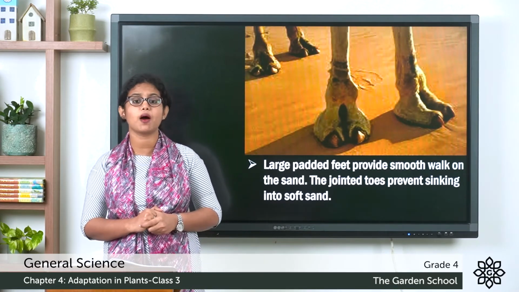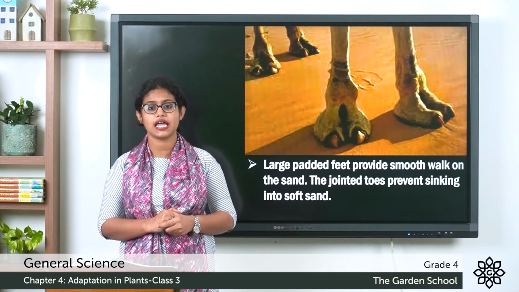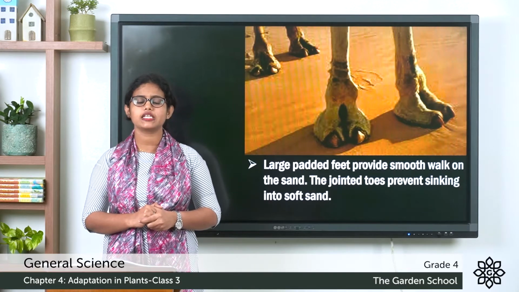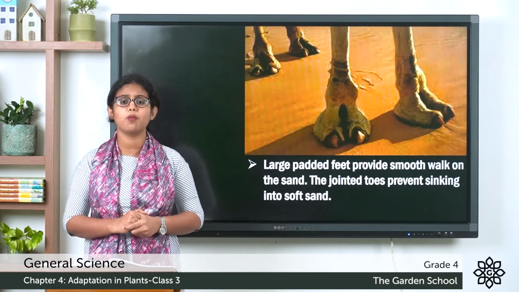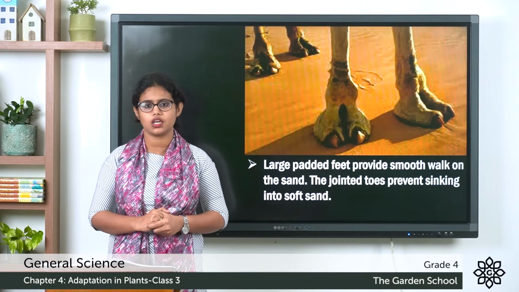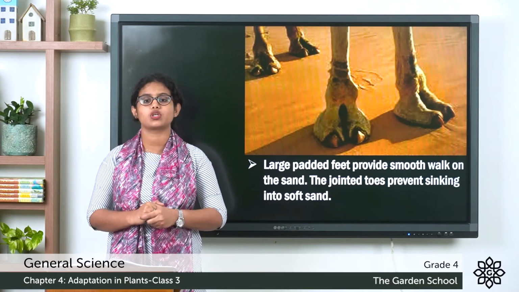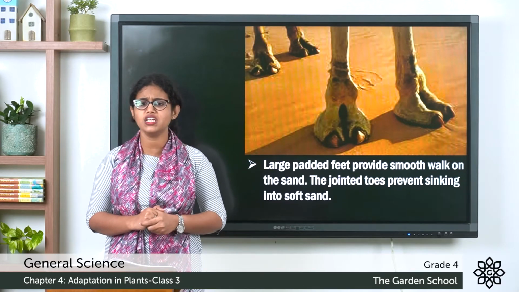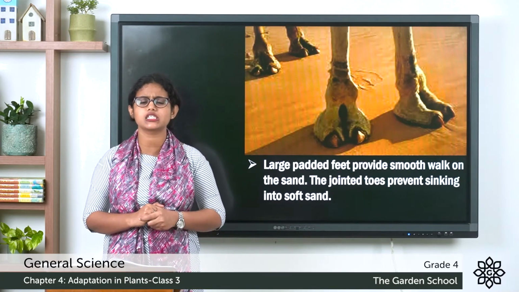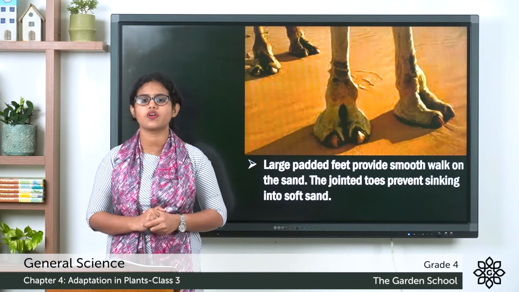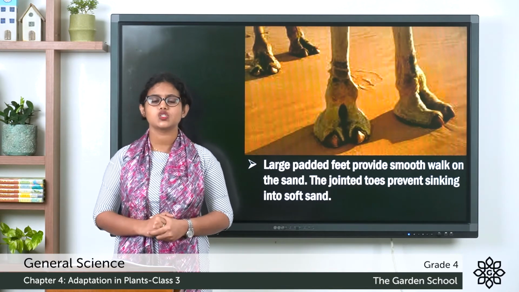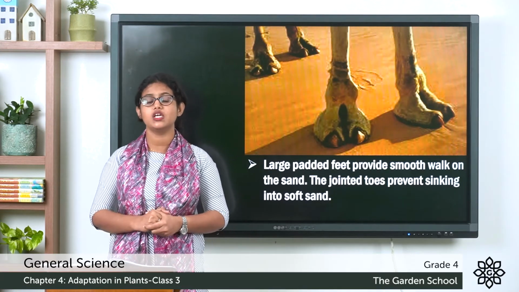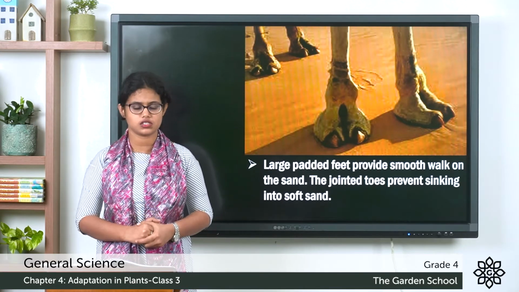And another body feature of the camel is their skin. Do you know what it is covered with? Their body is covered with thick skin. And this thick skin protects them from the intense heat. We know that in desert it is very hot, and this thick skin protects their body from the intense heat. So these are some of the body features that help a camel to survive in the desert.